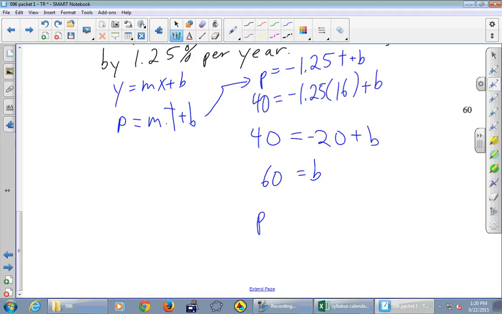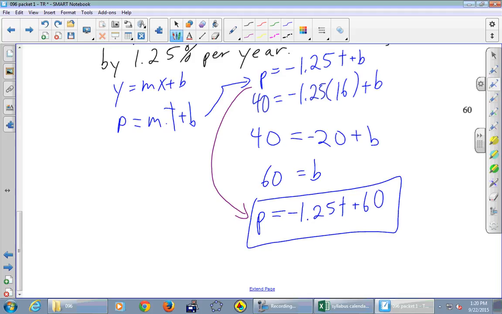So that means our final equation, copying it from here, p equals what? Trying to find b, so add this 20 to move it over to the other side. So p equals? That's good. That's the equation of our line. Any questions on that?